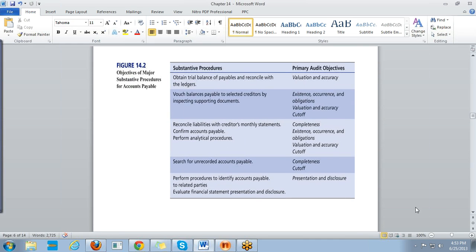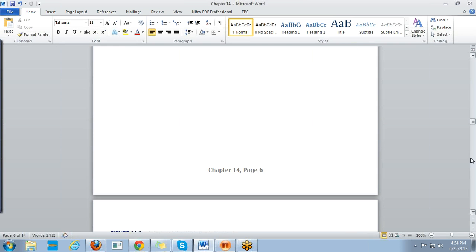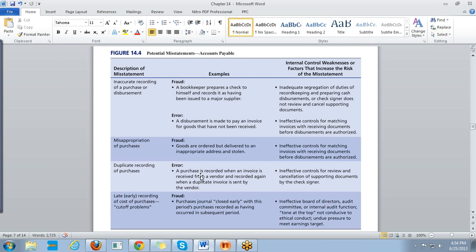These are the assertions. Let's review this real quick before we go back. Now I would say the most important over here is this one. Others are important too, but this one kind of takes its importance, okay? And then here are examples of fraud and errors. At this point, I'd like you to watch that podcast on inventory because it should make much more sense.